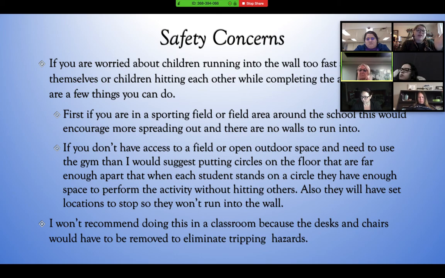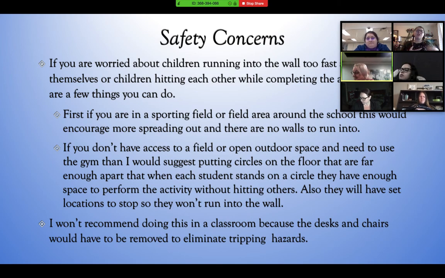And then if you don't have access to a field, in the gym, I would suggest printing out circles or getting those little rubber circles that they have and putting them on the floors in each area. And that way you can tell a student to go stand on a circle in that area, and you would have spread the circles out enough that they wouldn't hit each other while doing the movements, and then that also gives them a designated place to stop, and that way they wouldn't run into a wall because they'd be going there.